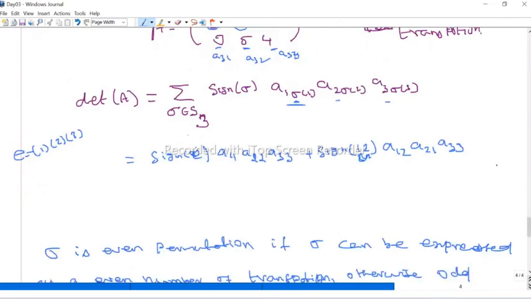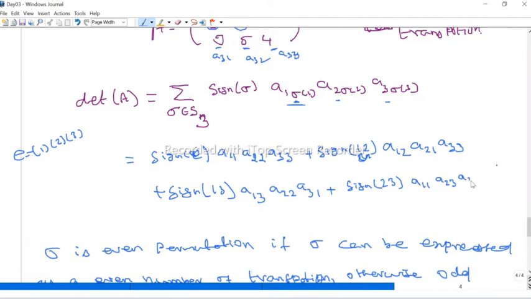You can take another permutation, plus sign of 1 3. That means 1 maps to 3, 3 maps to 1, but 2 is fixed. Therefore sigma of 1 is 3, A2 sigma of 2, where 2 is fixed, and sigma of 3 is 1. Now the next one is the 2 3 permutation in the group. That is 2 maps to 3, 3 maps to 2. Therefore 1 is fixed, so A1 sigma 1 is 1, A2 sigma 2 is 3, and sigma 3 is 2, so A3 sigma 3 is 2.